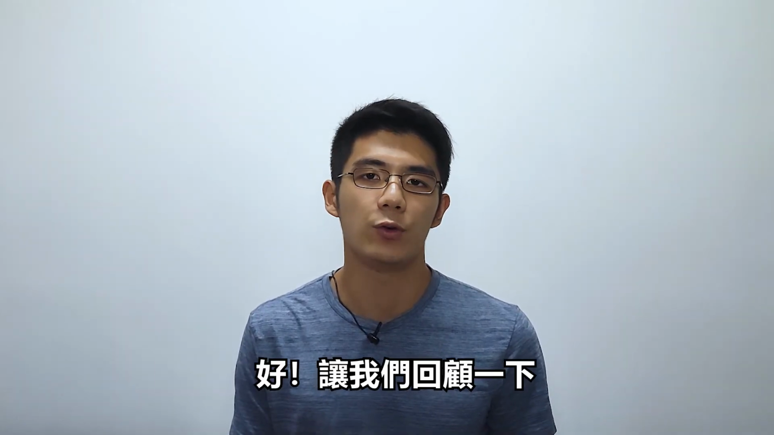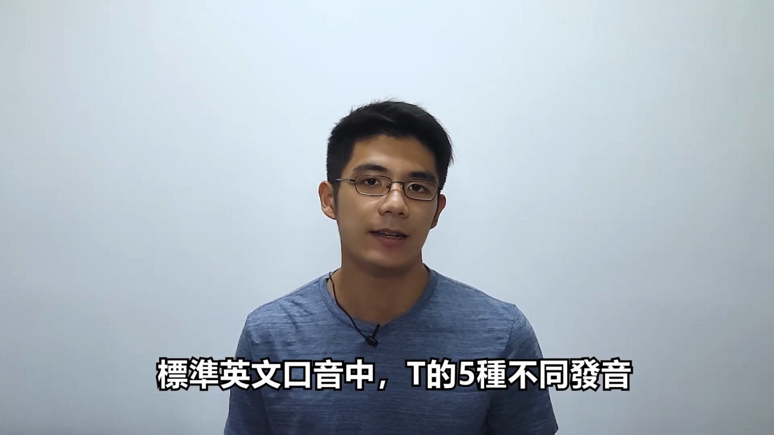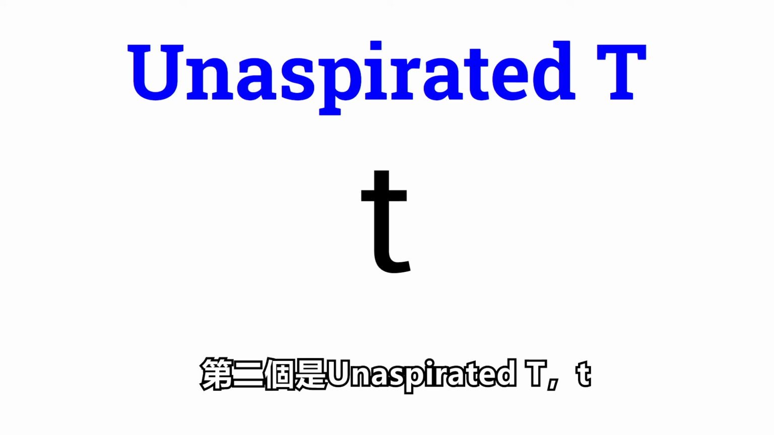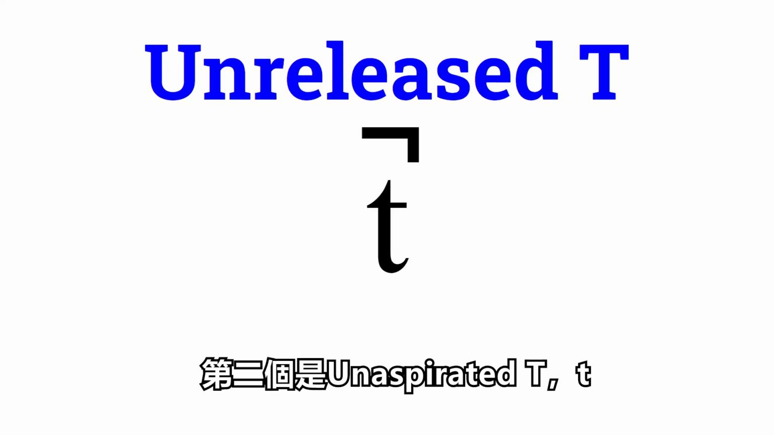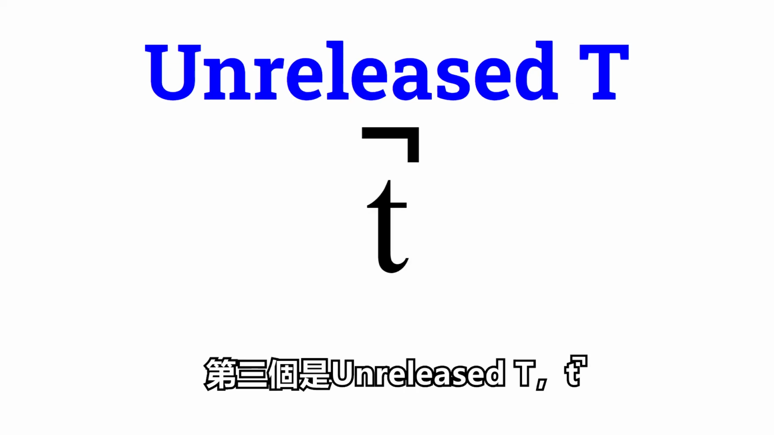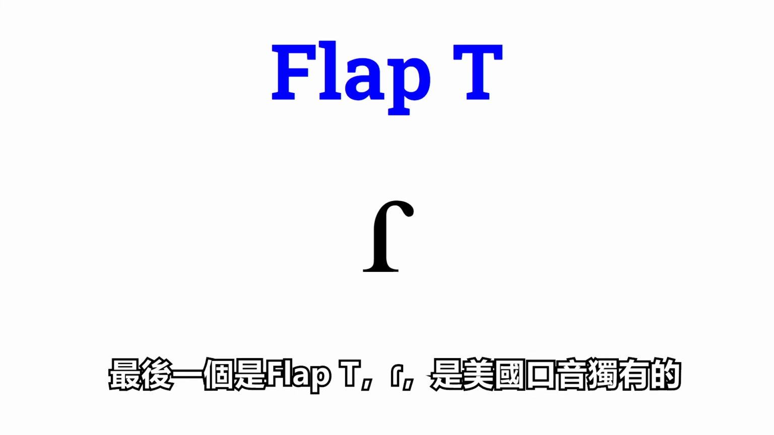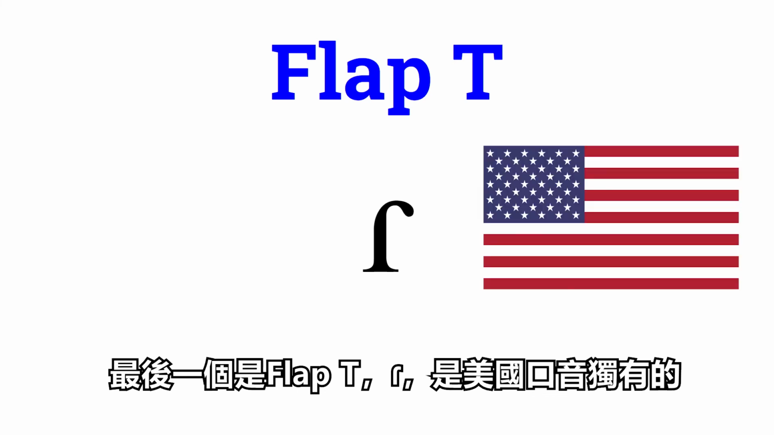Okay, let's review the 5 differently pronounced T's in standard English accents. The first one is the true T, T. The second one is the unaspirated T, da. The third one is the unreleased T, the fourth one is the glottal T, and the last one is the flap T, da, exclusive to the American accent.